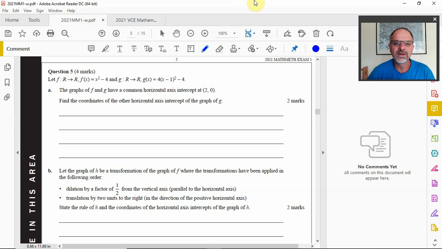Okay, on to question 5. So 4 marks altogether, so 2 parts with two marks each. Okay, so we've got two functions we're given.